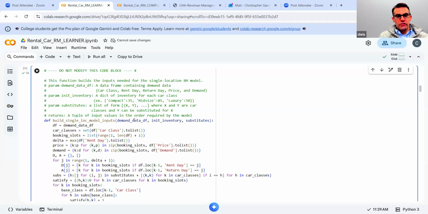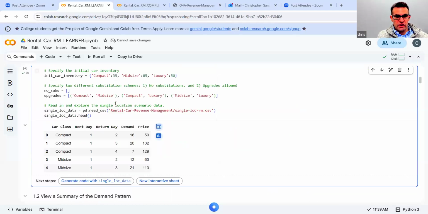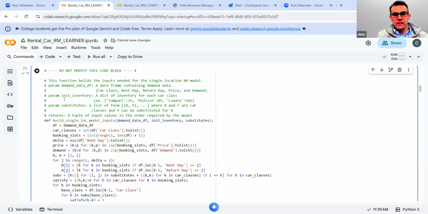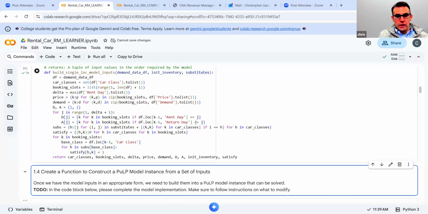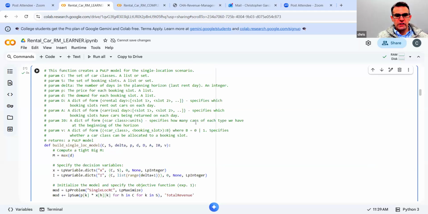So for each of the models, you're going to see that I have two different components. I have beforehand a component here that's going to allow the raw data that we just read into pandas and created in the dictionaries, these things here. It's going to take this raw data and format it into what's needed, into those inputs that we saw in the modeling here. It's going to align it exactly here. So in each case, there's going to be a function that builds the model inputs. So this one builds the single location model inputs from the demand data, the inventory, the initial inventory, and the substitution schemes. Okay, and now we come to Pulp.